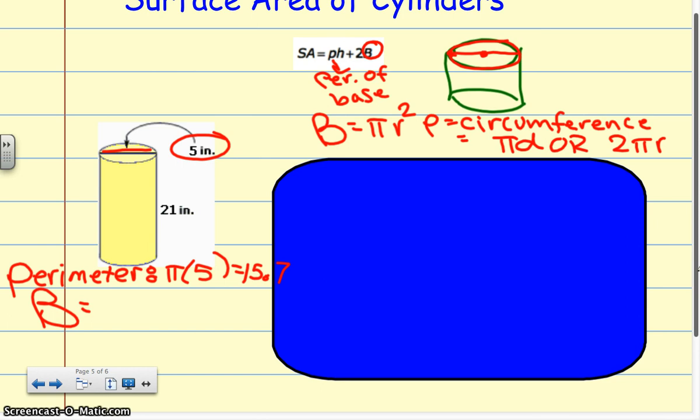Okay, area of my base. Base is equal to pi r squared. Well, 5 is equal to my diameter, so r would equal half of 5, which is 2.5. So this would equal pi times 2.5 times 2.5. So I'm just plugging that in. 2.5 times 2.5 times 3.14 is 19.625.